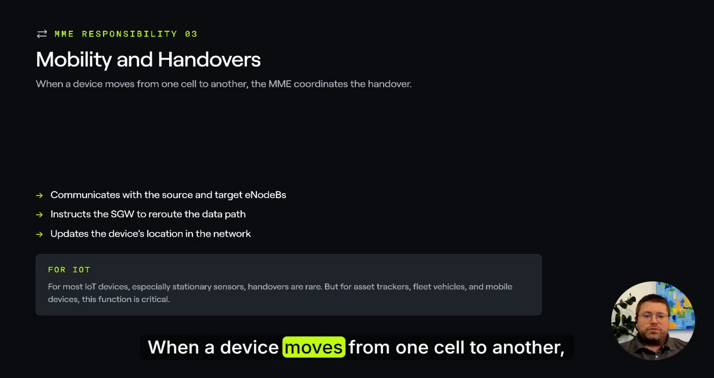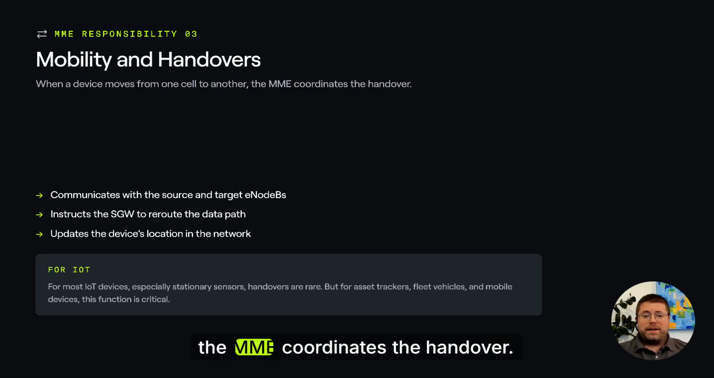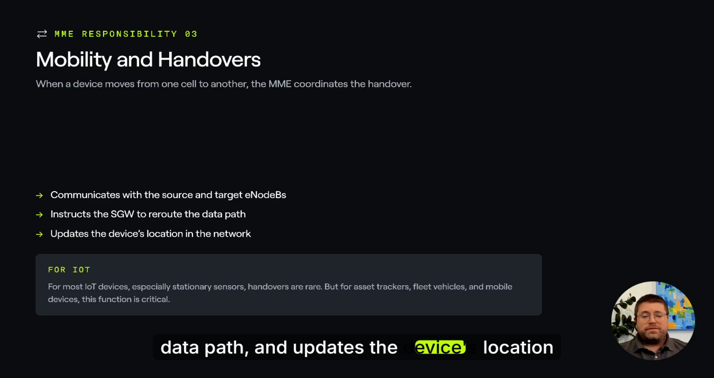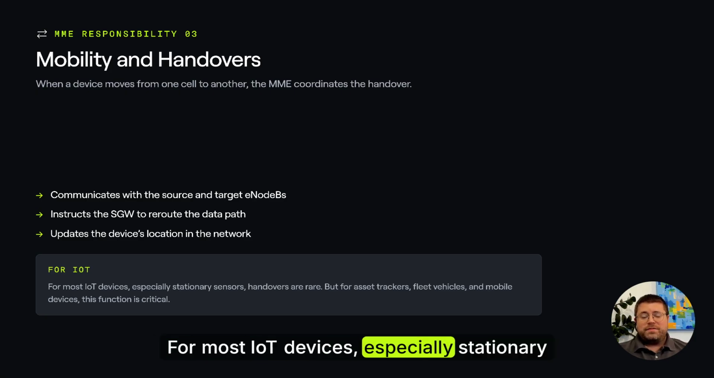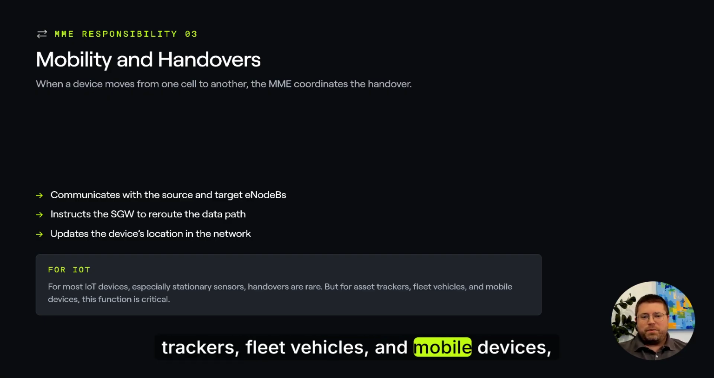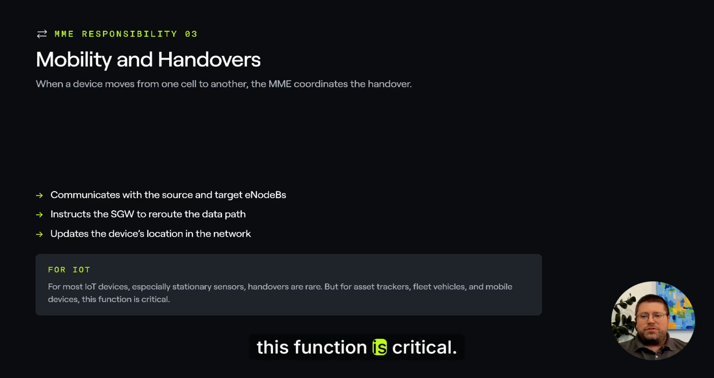When a device moves from one cell to another, the MME coordinates the handover. It communicates with the source and target eNode Bs, instructs the SGW to reroute the data path, and updates the device's location in the network. For most IoT devices, especially stationary sensors, handovers are rare. But for asset trackers, fleet vehicles, and mobile devices, this function is critical.